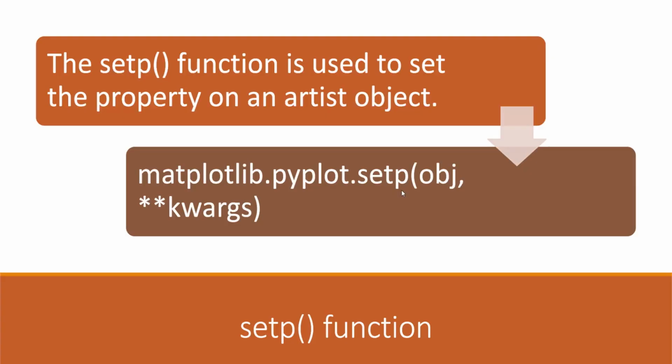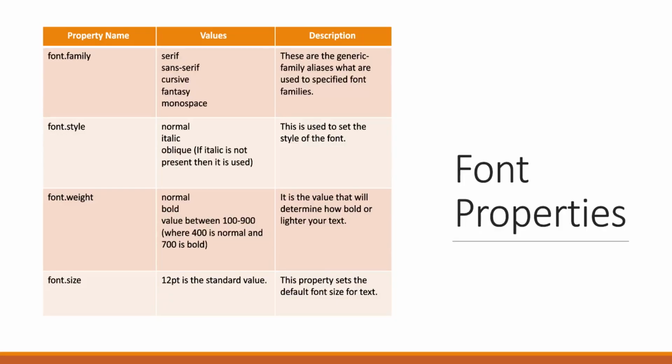A setp function is used to set a property on an artist object. As we are using this function to customize the text properties, we pass text properties keyword arguments as an object to the function, and the syntax of this function is matplotlib.pyplot.setp. In the braces we pass object and keyword arguments. So before moving on to the examples, we will see a list of font attributes available in Matplotlib.